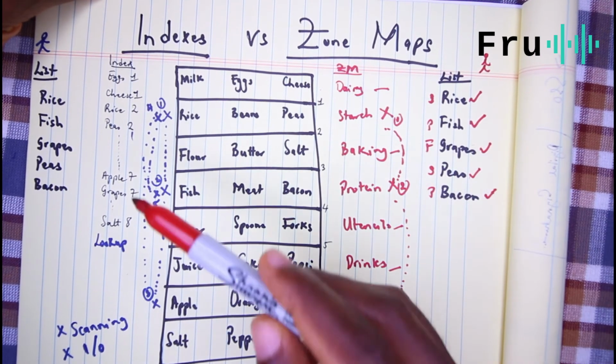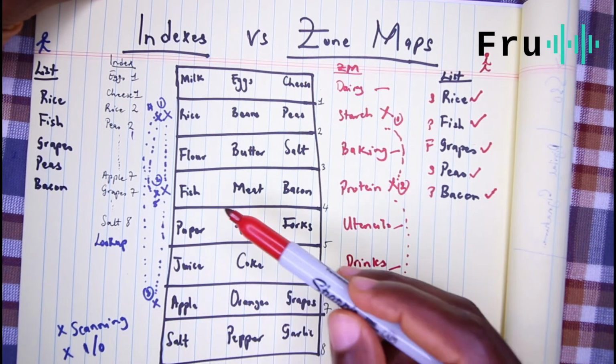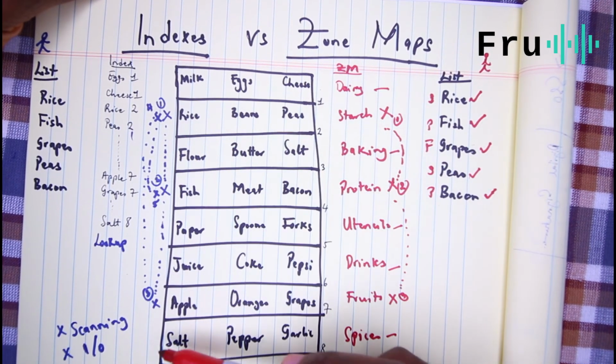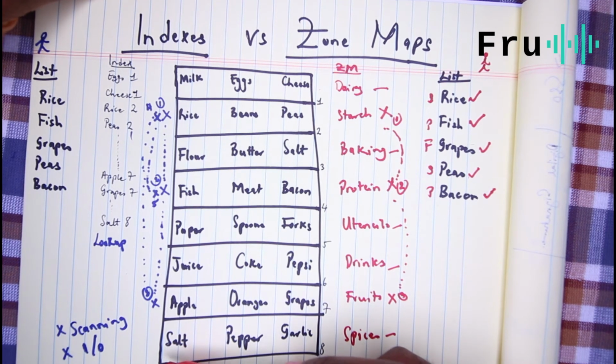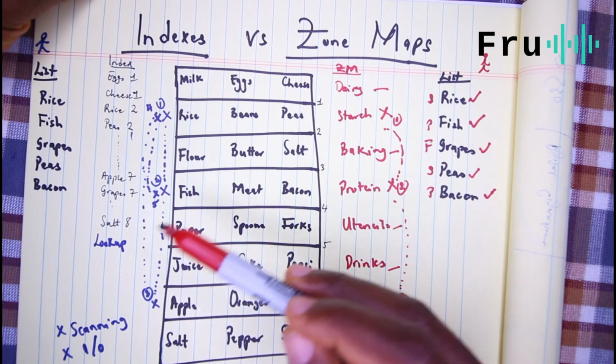Whereas here with indexes, if you're not careful, you can be going back and forth and going to rice and then coming back to fruit, and it could really just be a complete mess.